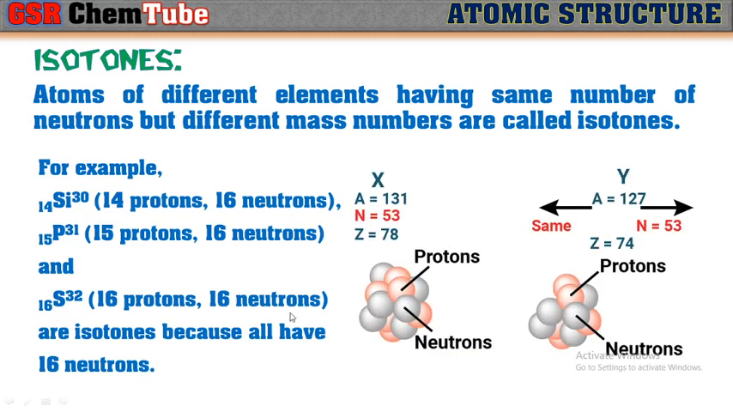One more example is given here. Suppose two elements X and Y are present here. Their atomic numbers are different. X has atomic number 78, whereas Y has atomic number 74. The mass number of X is given as 131 and for Y it is given as 127. Mass number and atomic number are both different for X and Y. But one thing is common, that is the number of neutrons. The number of neutrons in X is 53, and for Y also it is 53. So we can now call X and Y isotones.